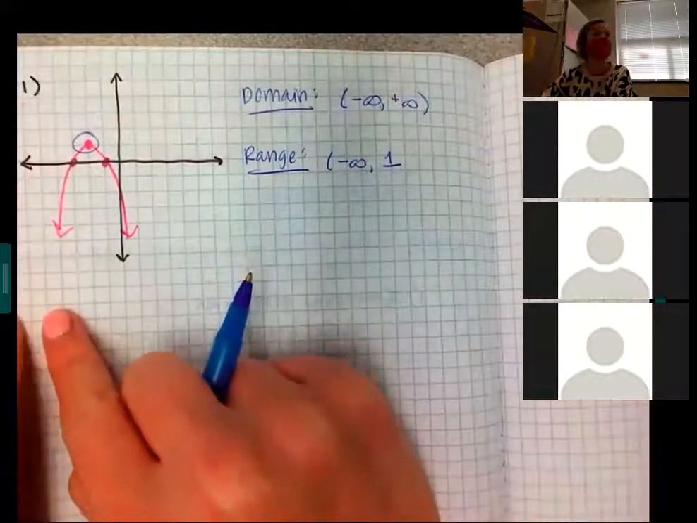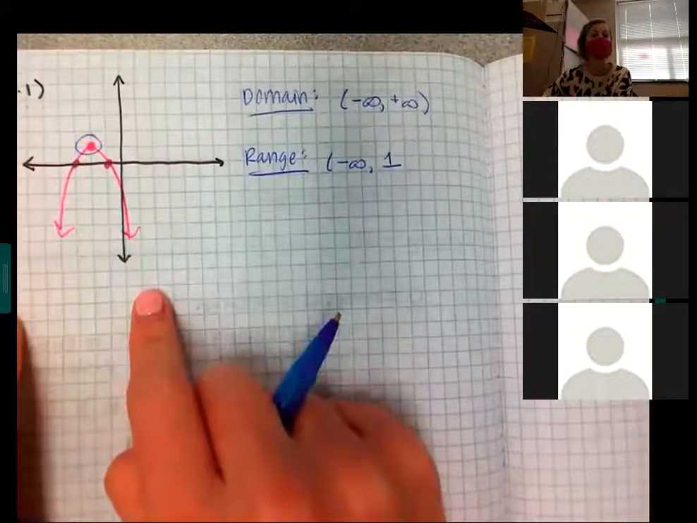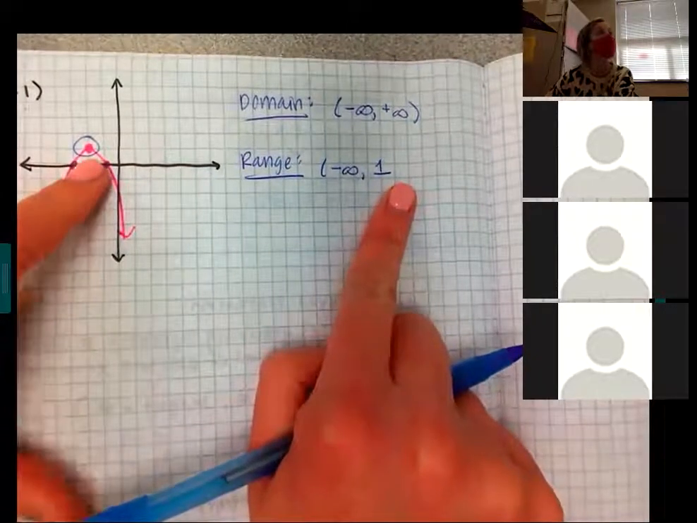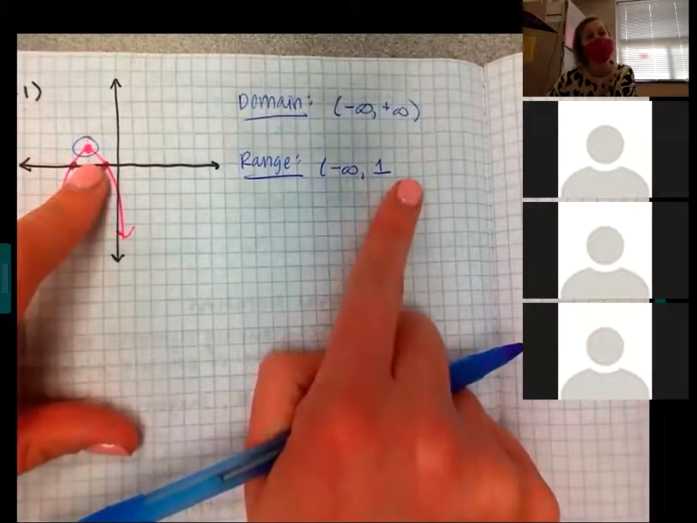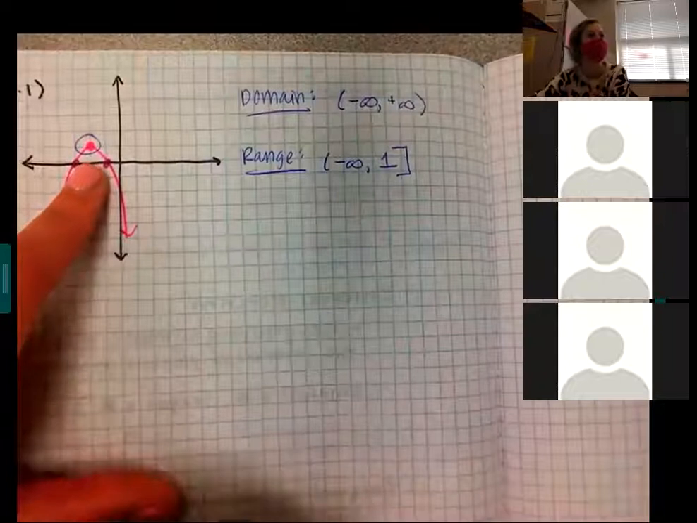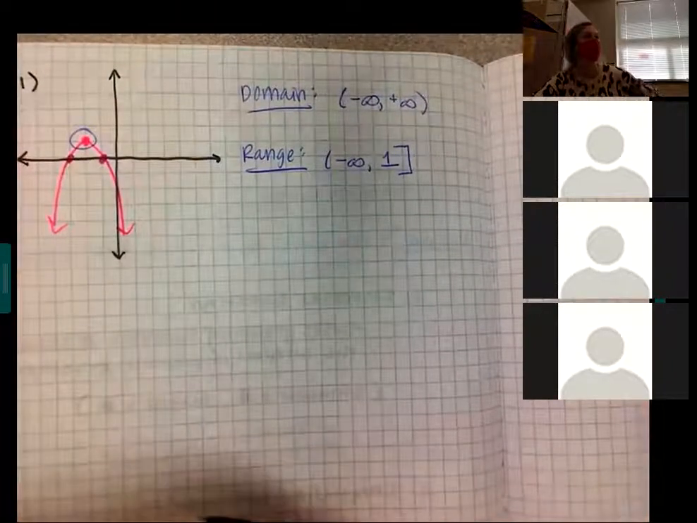So it starts all the way at the bottom at negative infinity, comes up, hits 1, and then goes back down. So the highest y value it's going to reach is just 1. We can see it sitting on 1, can't we? So what kind of grouping symbol do you think I need? A bracket. That's it. That's the range. It starts all the way at the bottom, goes up till it hits 1.